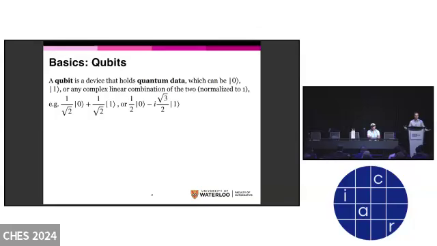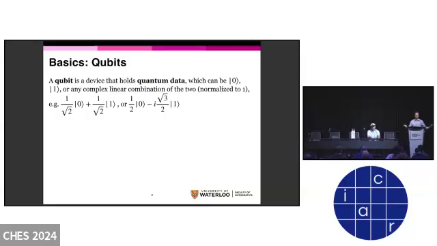First thing, what is a qubit? I've been using the word a lot. It's really just analogous to a classical bit. So it's some sort of device that holds quantum data. Quantum data can be 0 or 1, but we write these funny brackets around it to indicate that we can do more than this. We can have these superpositions where we make linear combinations of 0 and 1.